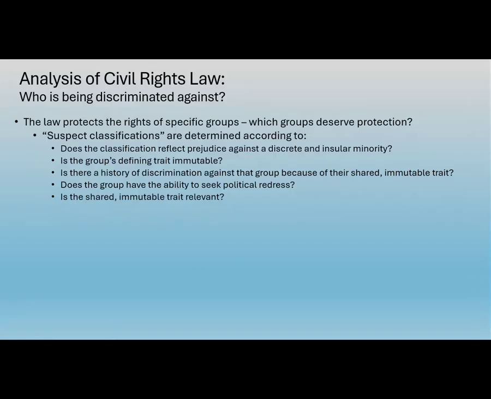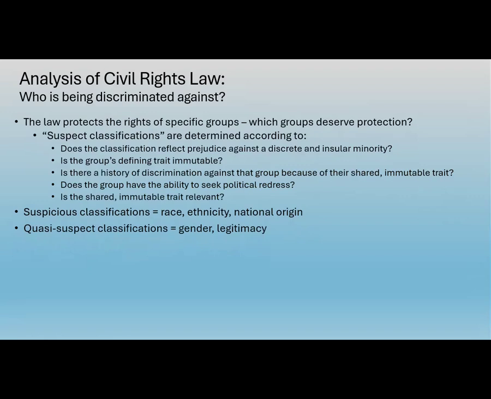Any combination of these 5 factors can lead to the designation of a classification as suspect. But for the past 50 years, no new group has received this designation. It is still limited to these 3: race, ethnicity, and national origin. There are, however, other classifications that are less suspicious but nevertheless protected. They are known as quasi-suspect classifications. They include gender and legitimacy.